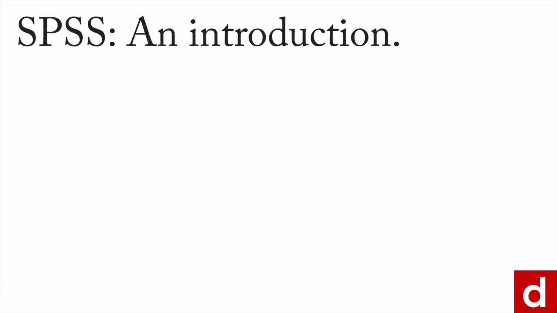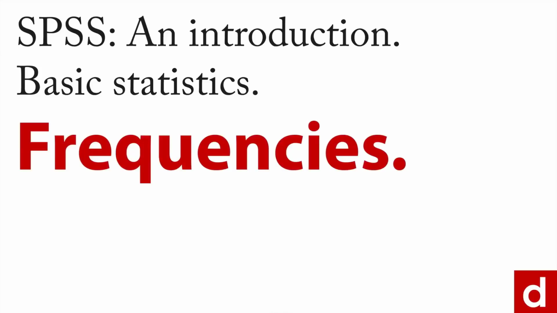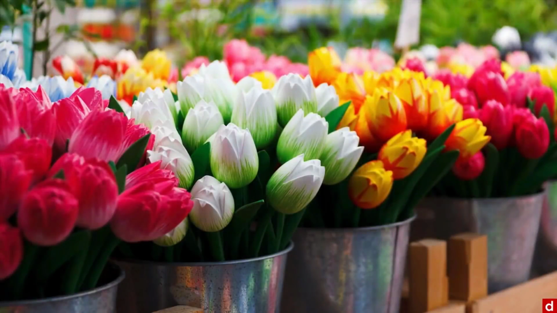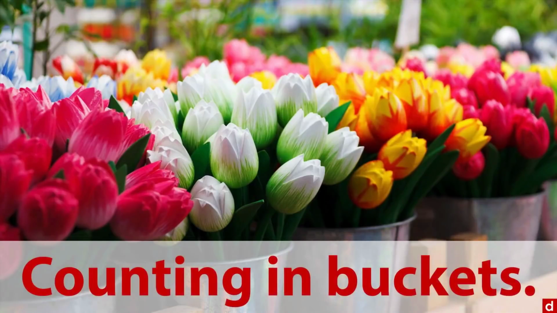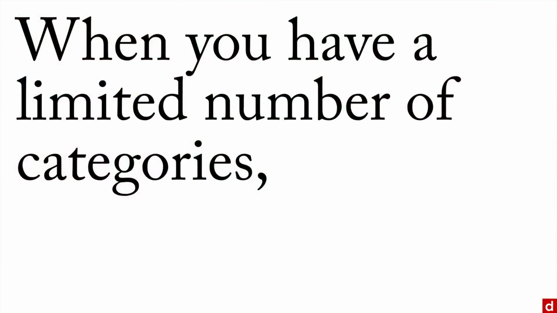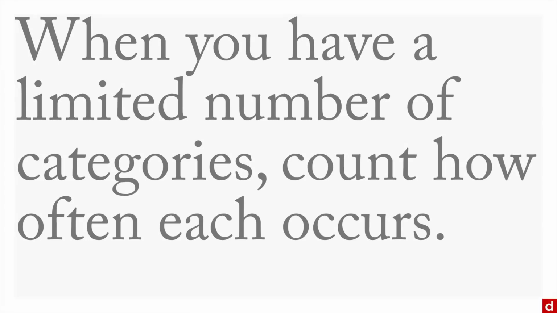Once you've done the basic graphics for your data and seen what you're dealing with, it's a good idea to move on to basic statistics. And in SPSS, the most basic version of this is frequencies. I like to think of it as putting things into buckets and then simply counting what's in the buckets. So the idea is when you have a limited number of categories in your data, you should just count how often each category occurs. It's a first step to really some significant insight.